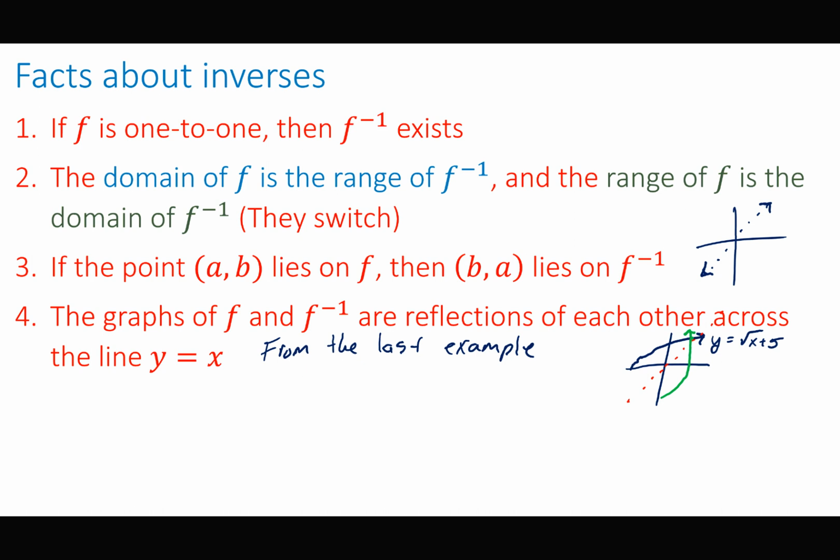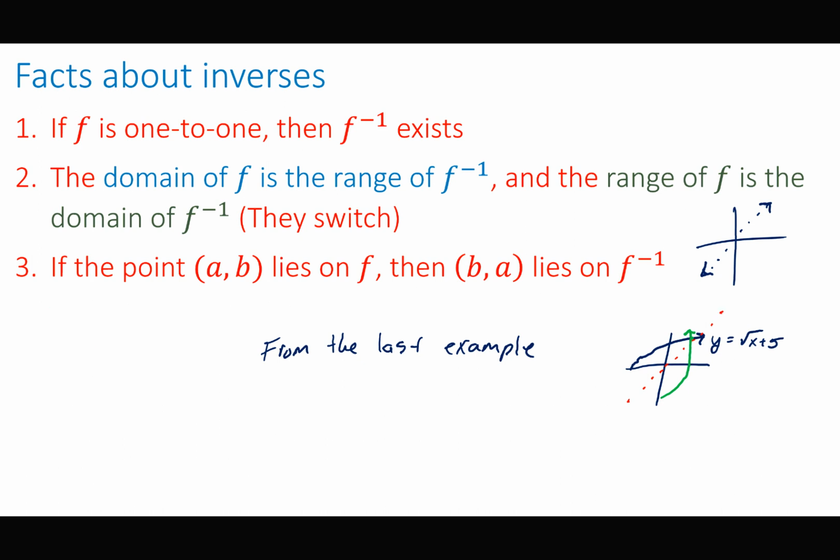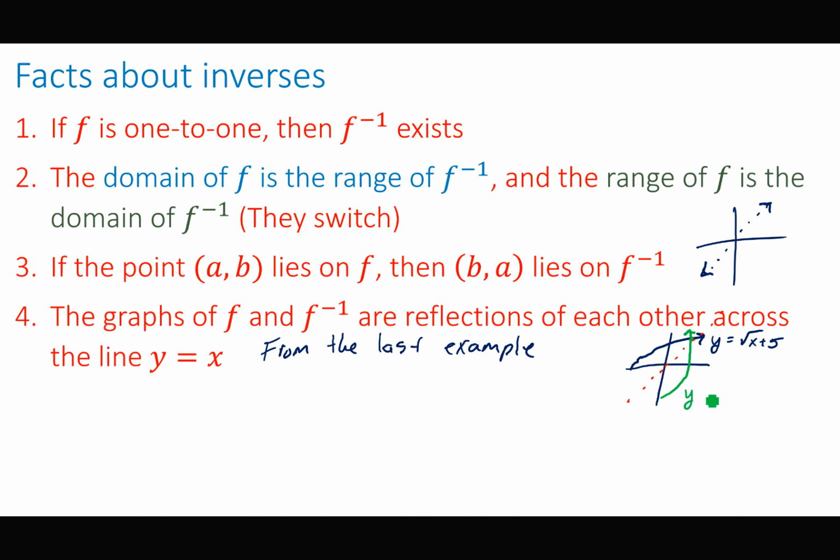So this idea of this reflection: our original function did not have any points below the x-axis, so when we reflect it over, it's going to look like that. It's going to stop at the y-axis and then continue on. So this was y inverse, x squared minus 5.